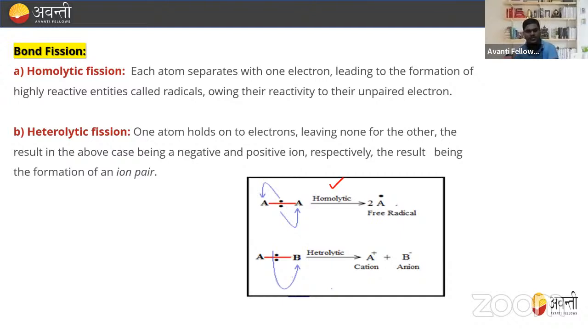So then the ion pair formation takes place. I hope this is very much clear to you. That is what homolytic and heterolytic fission are.